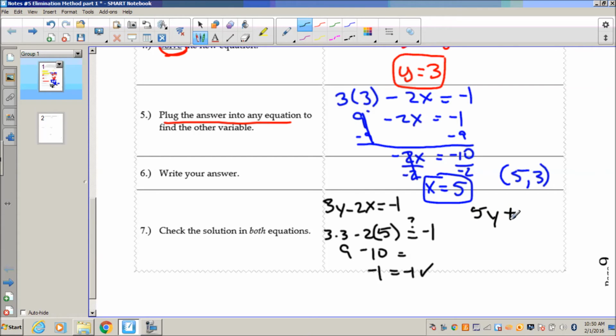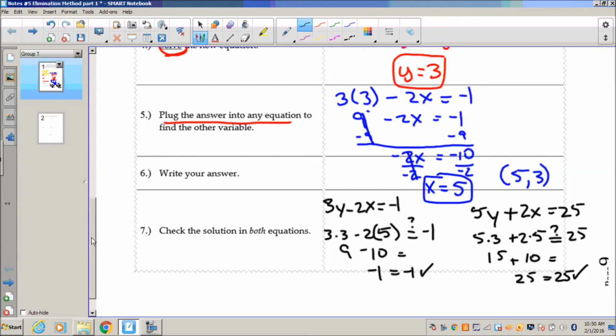And now I test the other equation. 5y plus 2x equals 25. 5 times y, so 5 times 3, plus 2 times x is supposed to be 5, equals, I hope, question mark, 25. So now I evaluate this. 15 plus 10 is 25, so this one also worked.